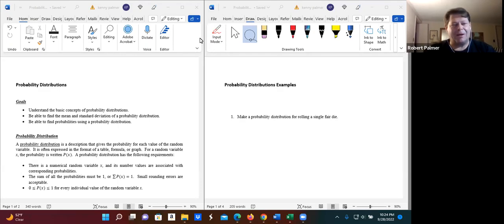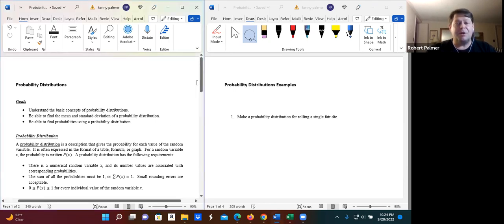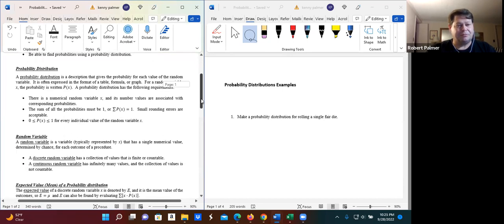Hello, everyone. Welcome back. Today, we're talking about probability distributions and explaining what they are and how we use them. So, our goal, as it says, is to understand the basic concepts of probability distributions, be able to find the mean and standard deviation of a probability distribution, and then be able to use these distributions to find probabilities. So, first, let's explain what a probability distribution is.